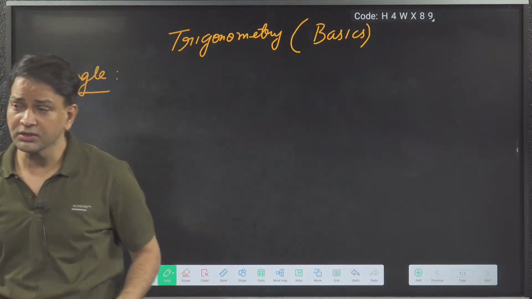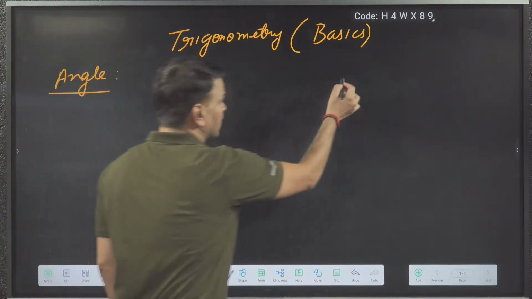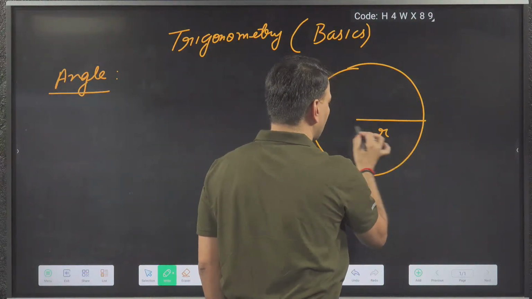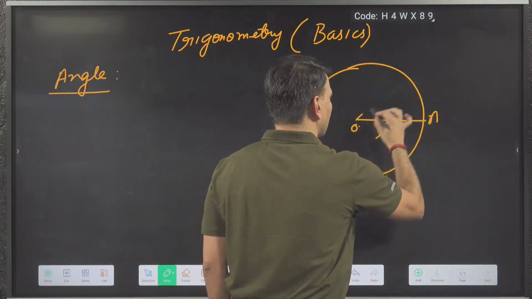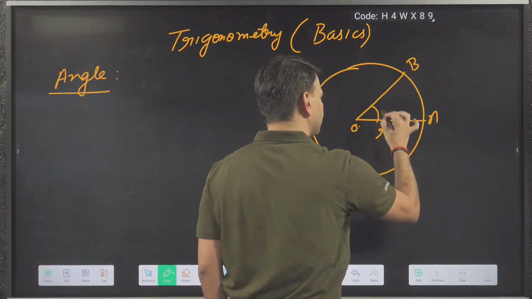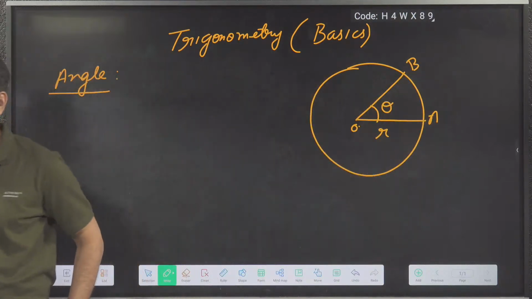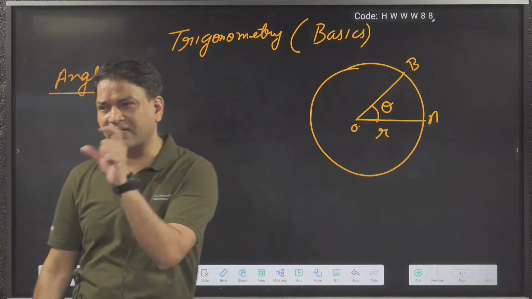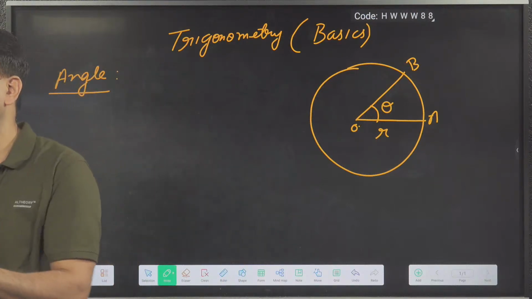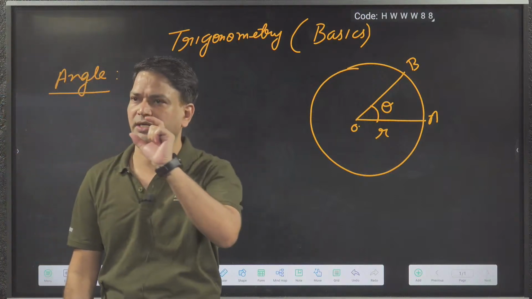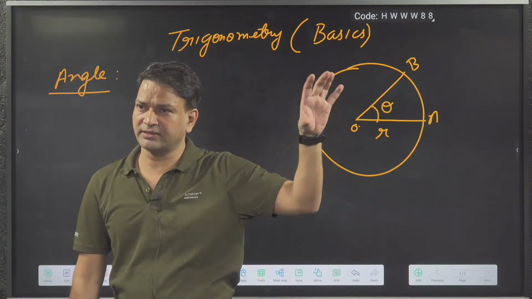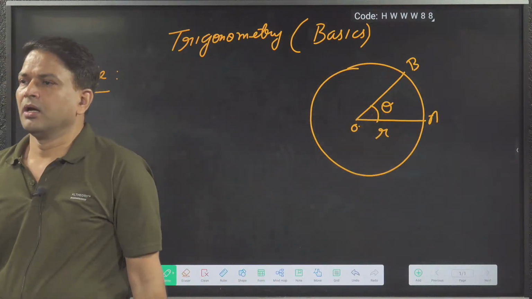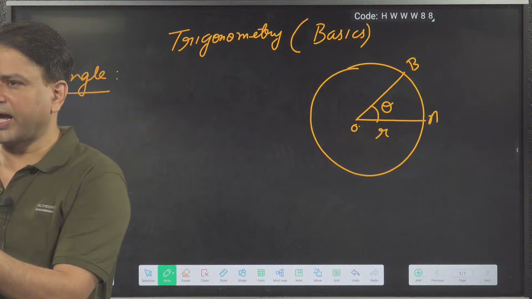Okay, so suppose I am taking one circle, its radius is R, center is O. In that I am taking one particular arc AB. I think everybody knows the arc, a portion of the circle. That arc AB makes an angle theta at the center. So what is the relation between the arc, angle and the radius?